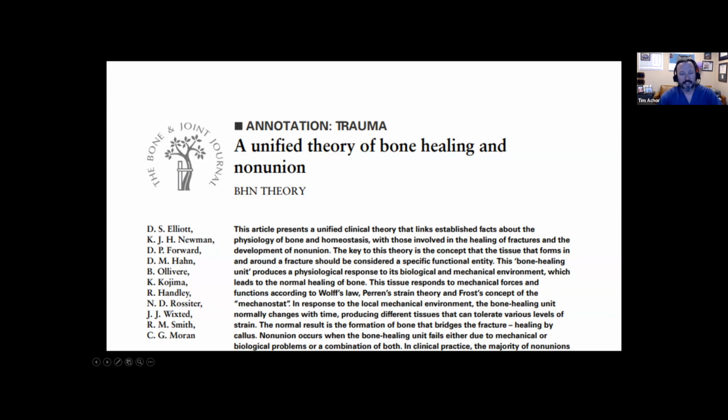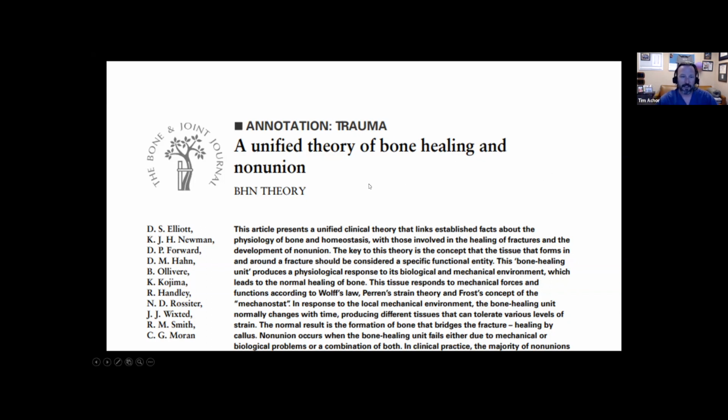Just for completeness' sake, this is an article that was written back in 2016 in the British JBJS, and this is a really interesting read. I think all trauma fellows should have this in their library. The Unified Theory of Bone Healing and Non-Union, where this group out of Nottingham talks about how the mechanical environment is really the most critical portion of the etiology of non-union.